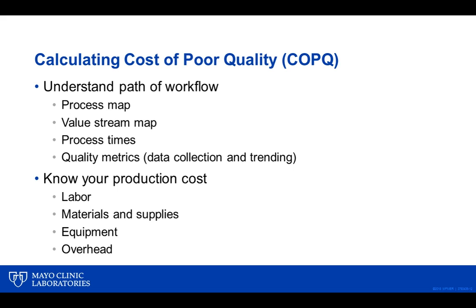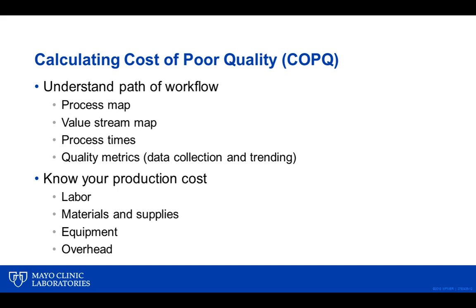You also have to understand the timings. How long does it take to perform services within this path of workflow? So you have to do some timings. Process A takes this time to do, process B takes this time to do. So you have to know all these timings within your workflow. And also you have to have some idea of quality within your system. What are you measuring? So you have to do some data collection, do some trending to see where your pain points are. So you have to understand some of the quality metrics within your lab.